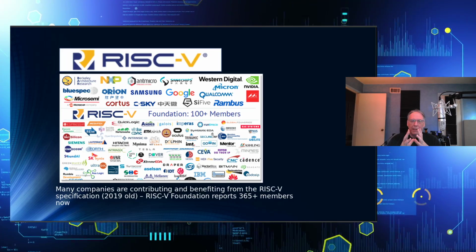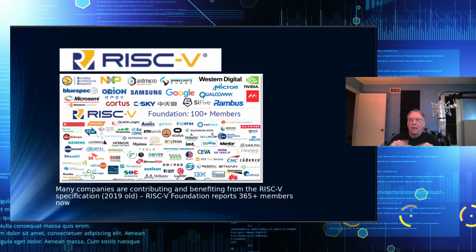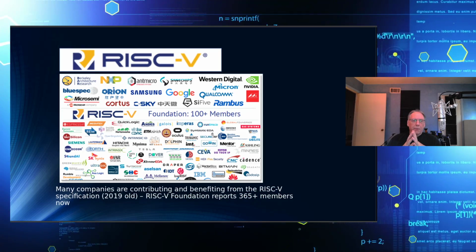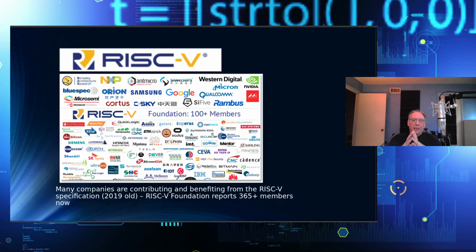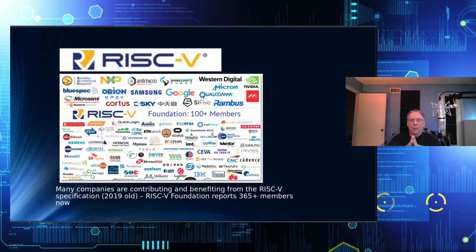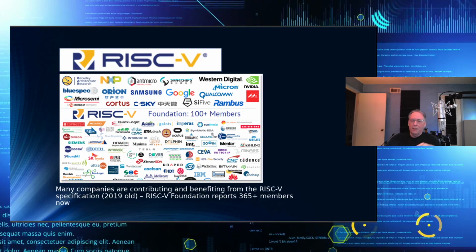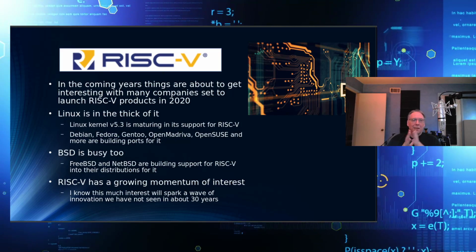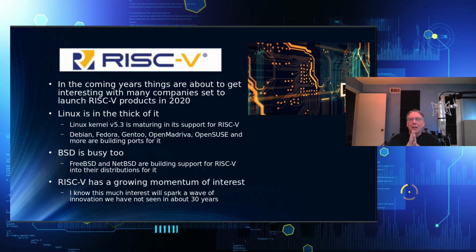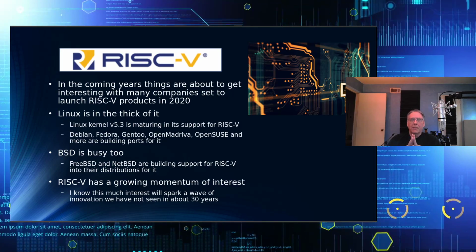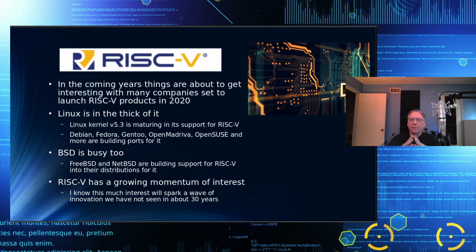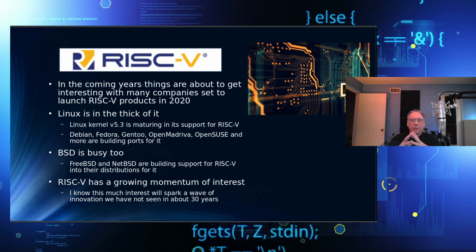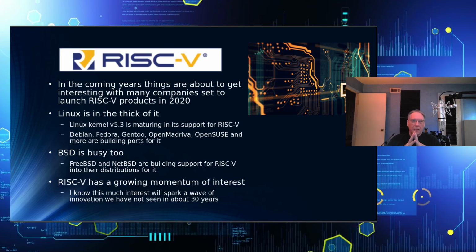Today they are saying they have, as of the time of this video, 365 plus members in the group. So there's a lot of interest in the community, and with this much interest, it's going to get very interesting. I think in the coming years, it's going to get very interesting. There are quite a few companies slated to release RISC-V compliant CPUs over the next couple of years, and quite a few of them are coming in 2020.